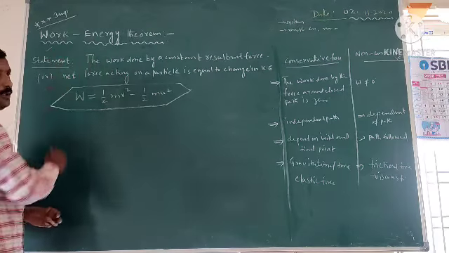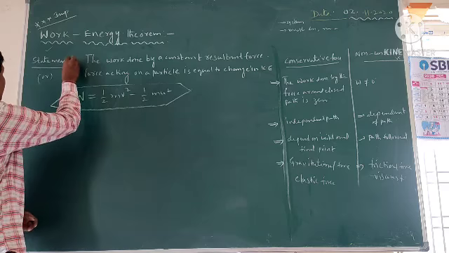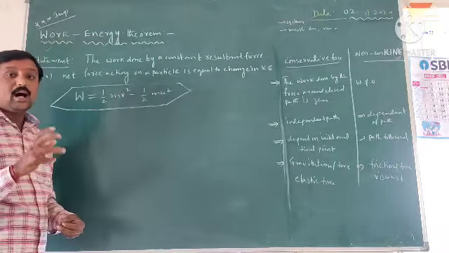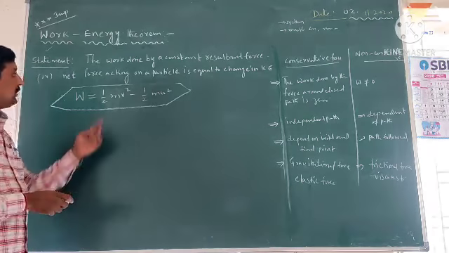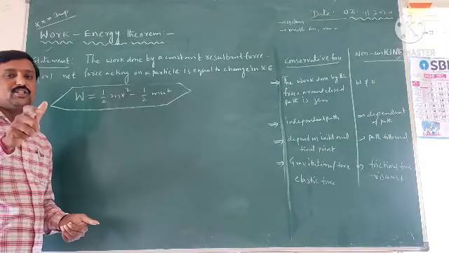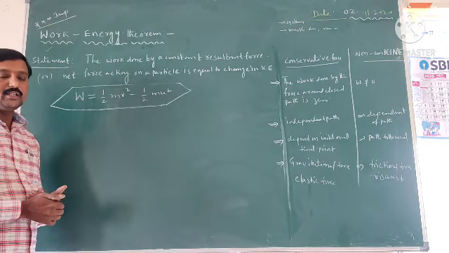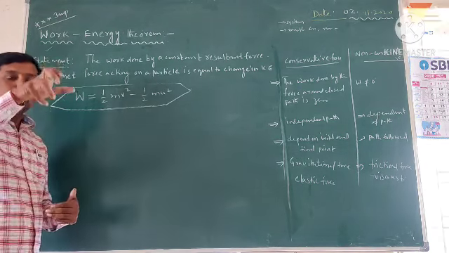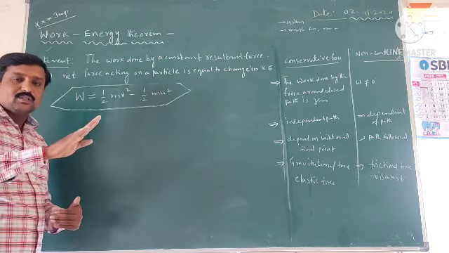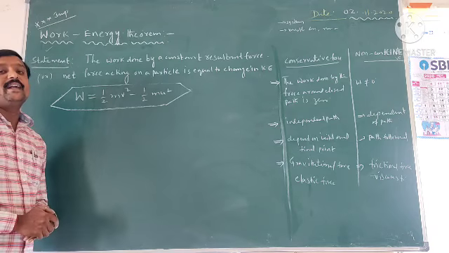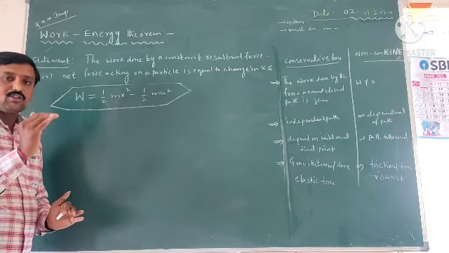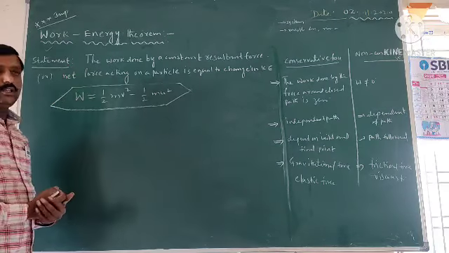The statement of the work energy theorem: the work done by a constant resultant force or net force acting on a particle is equal to the change in kinetic energy. If the work done on the particle by a resultant or net force is equal to the change in kinetic energy, this is called the work energy theorem.